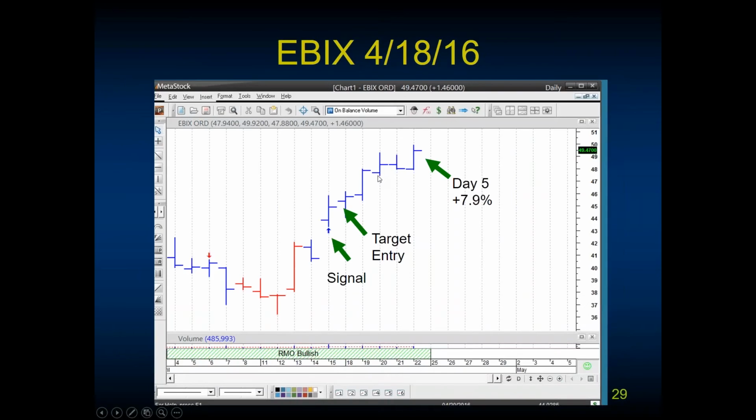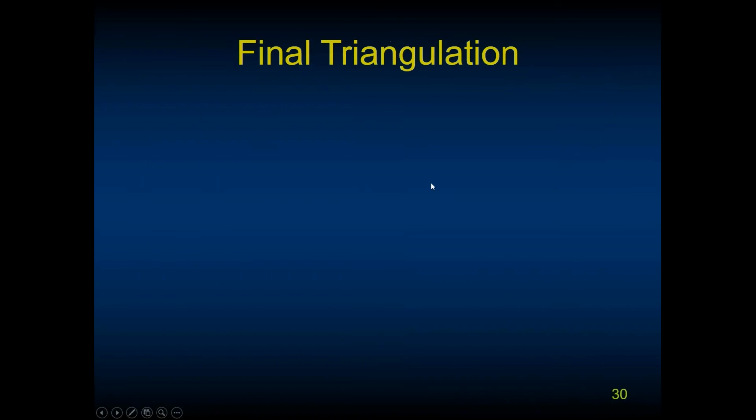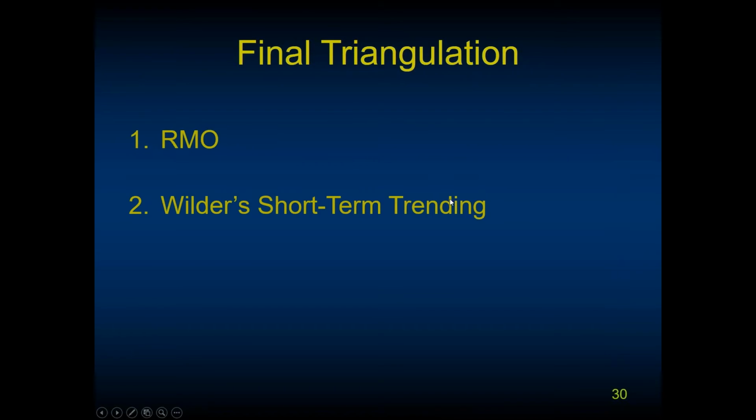Here's a recent one, EBIX from just a couple of days ago. Actually, the fifth day was Friday. The signal here on the 18th of April, and 5 days later on Friday, it was almost 8% gain in just, again, 5 days. So the final triangulation, we have RMO, we have the Wilder's short-term trending.